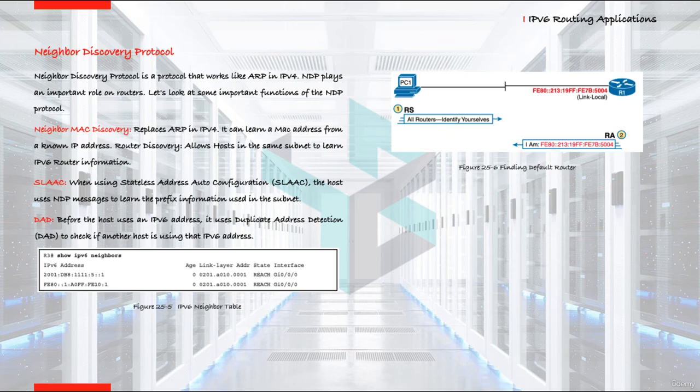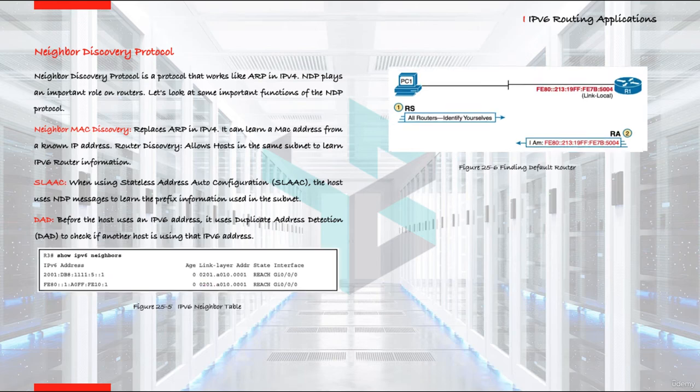Router discovery, on the other hand, allows hosts in the same subnet to learn the IP of the IPv6 default router. It uses NDP stateless address auto-configuration messages to automatically learn IPv6 prefix information used in the host subnet. DAD uses the duplicate address detection feature of NDP to check if anyone else is using an IPv6 address before the host uses that address. Here you can see the information we learned from NDP with the show ipv6 neighbor command.